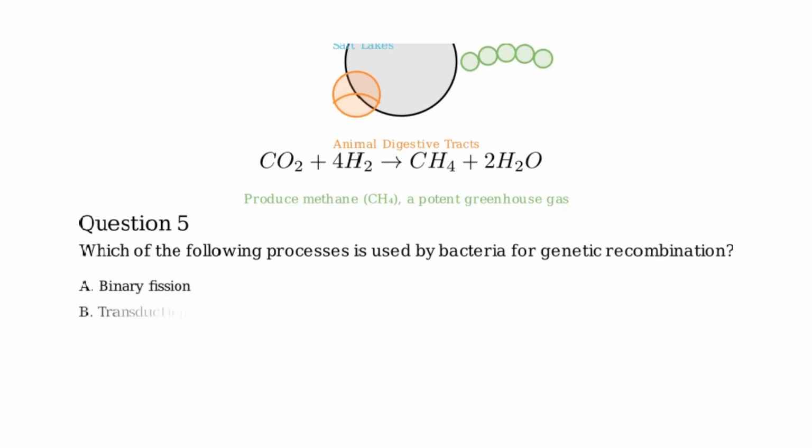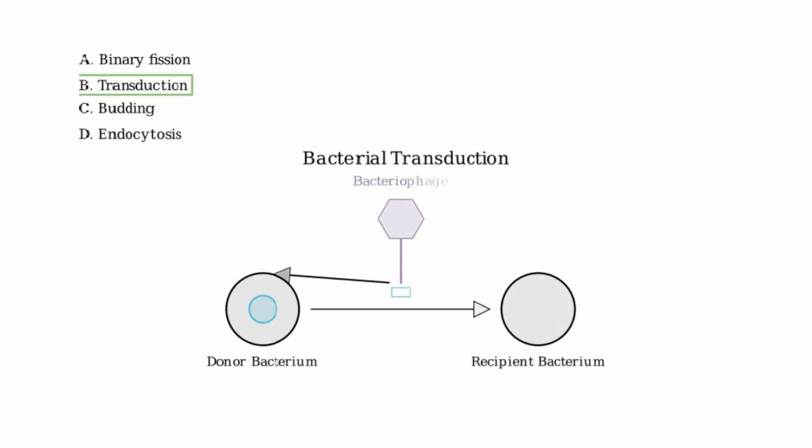Finally, question 5. Which of the following processes is used by bacteria for genetic recombination? A. Binary fission. B. Transduction. C. Budding. Or D. Endocytosis. The correct answer is B. Transduction. Transduction is a process of genetic recombination in bacteria where DNA is transferred from one bacterium to another via a virus called a bacteriophage.